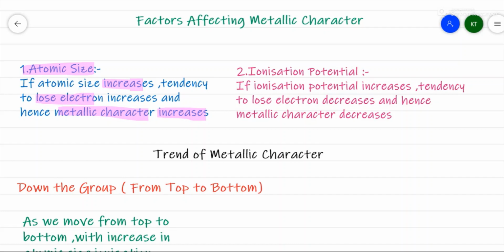The second parameter which we have is ionization potential. If the ionization potential increases, the electrons will be tightly held. Now as the electrons are tightly held, they cannot be lost easily. So the tendency to lose electrons will decrease because electrons are tightly held. Due to this, the metallic character will decrease.